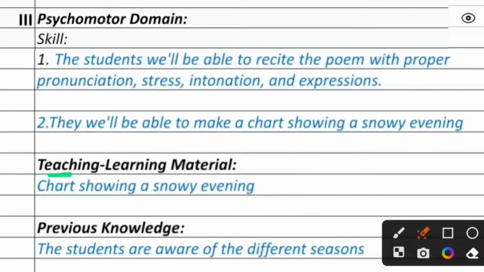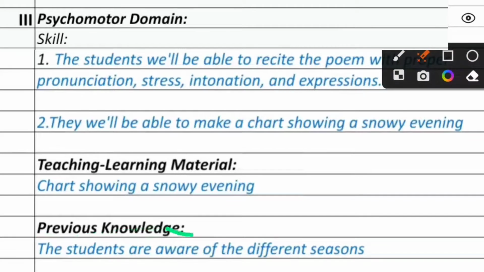Then next heading will be teaching learning material or material aid. Here you can mention whichever teaching aid you are using, such as chart, model, flashcards or any concrete objects, etc. So for this lesson, we can use a chart showing a snowy evening. The next heading will be previous knowledge. And here we can write that the students are aware of the different seasons, or we can also write that students know about the different seasons, etc.